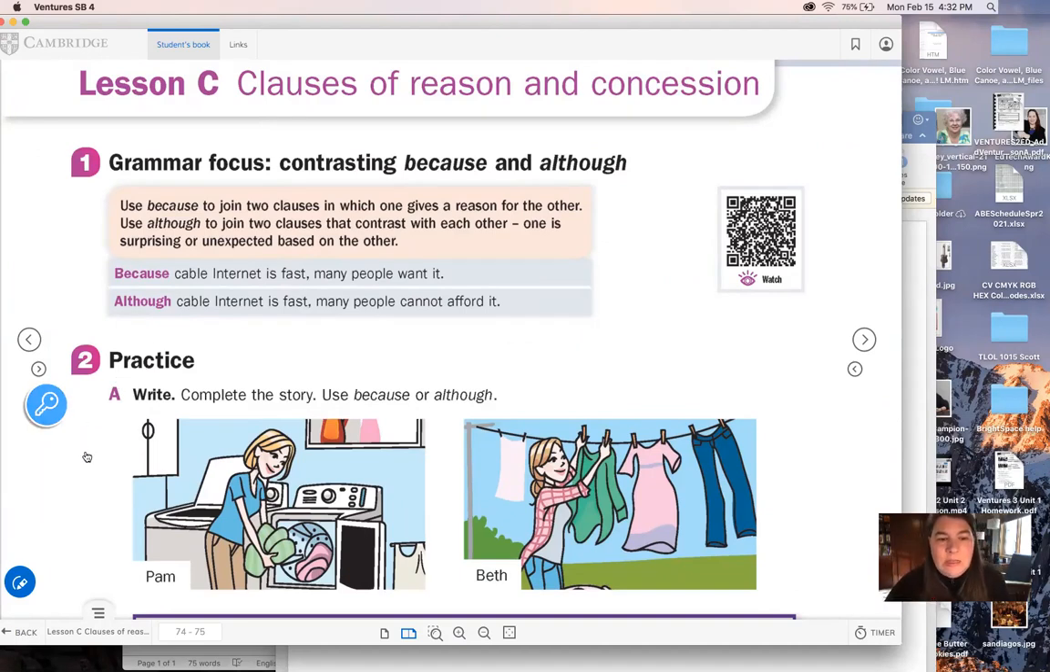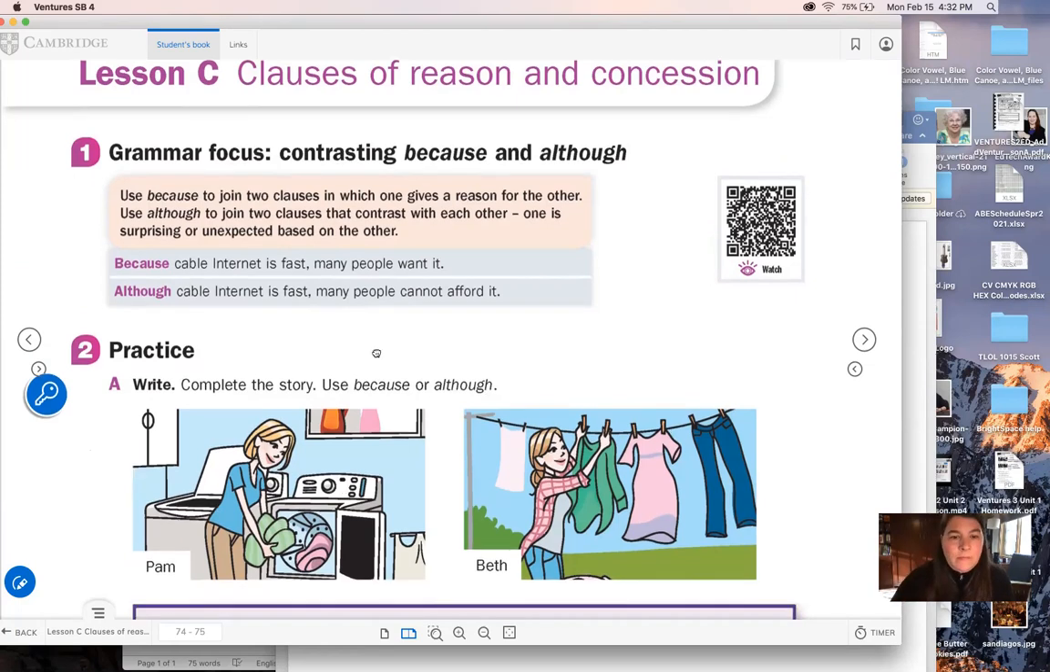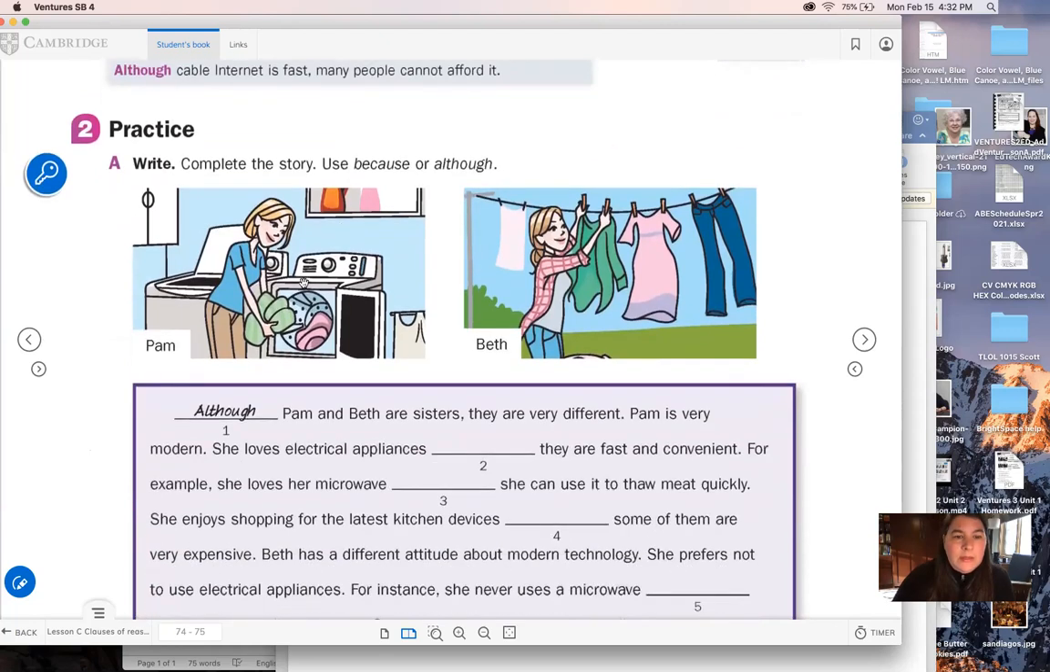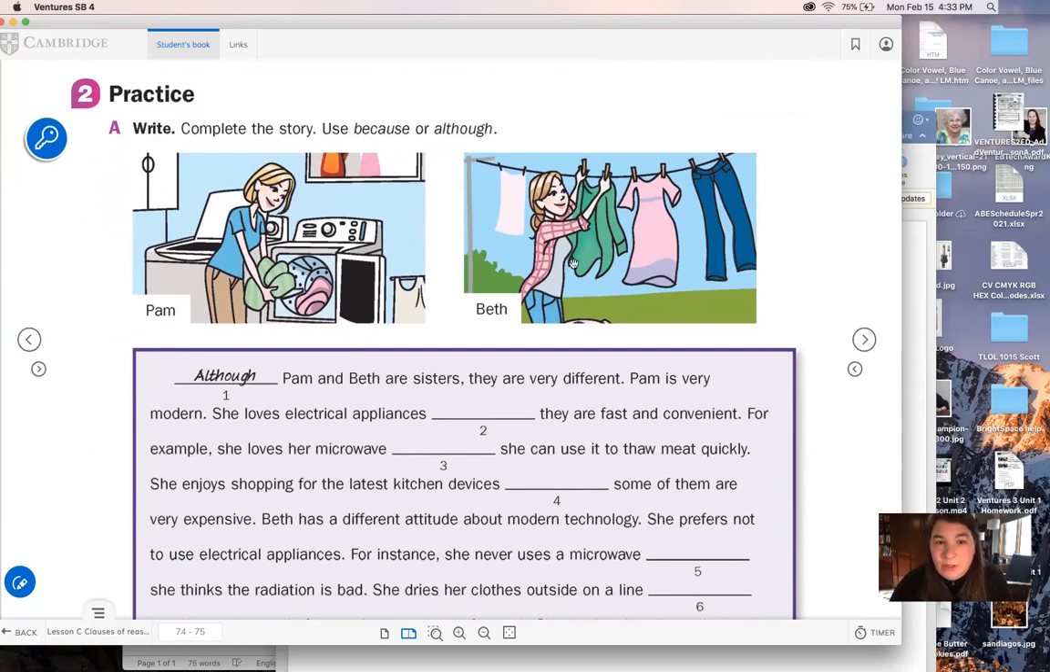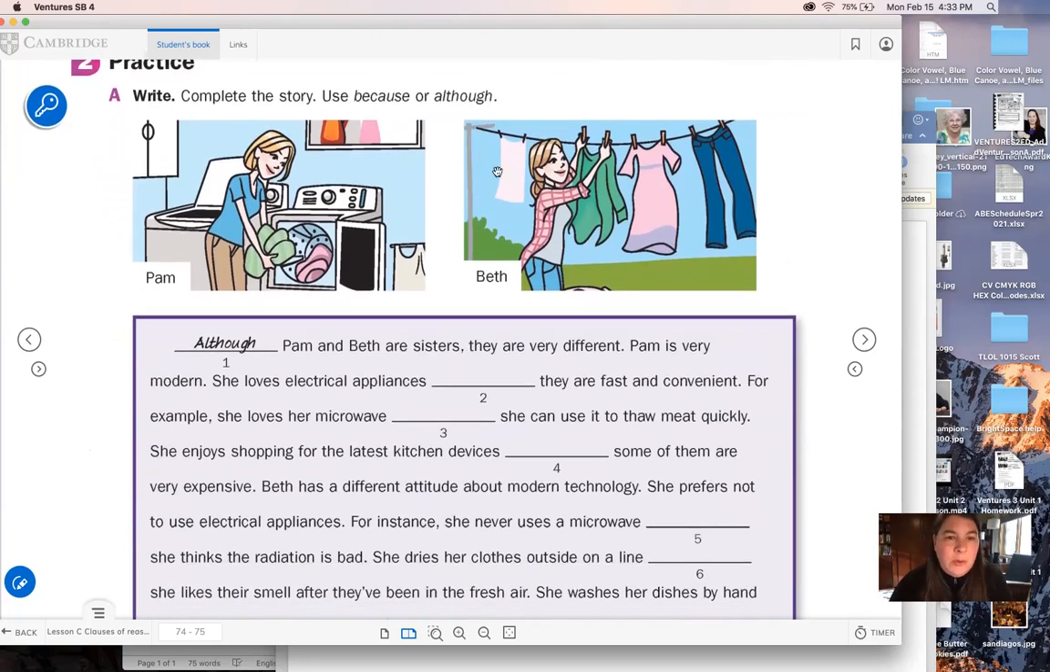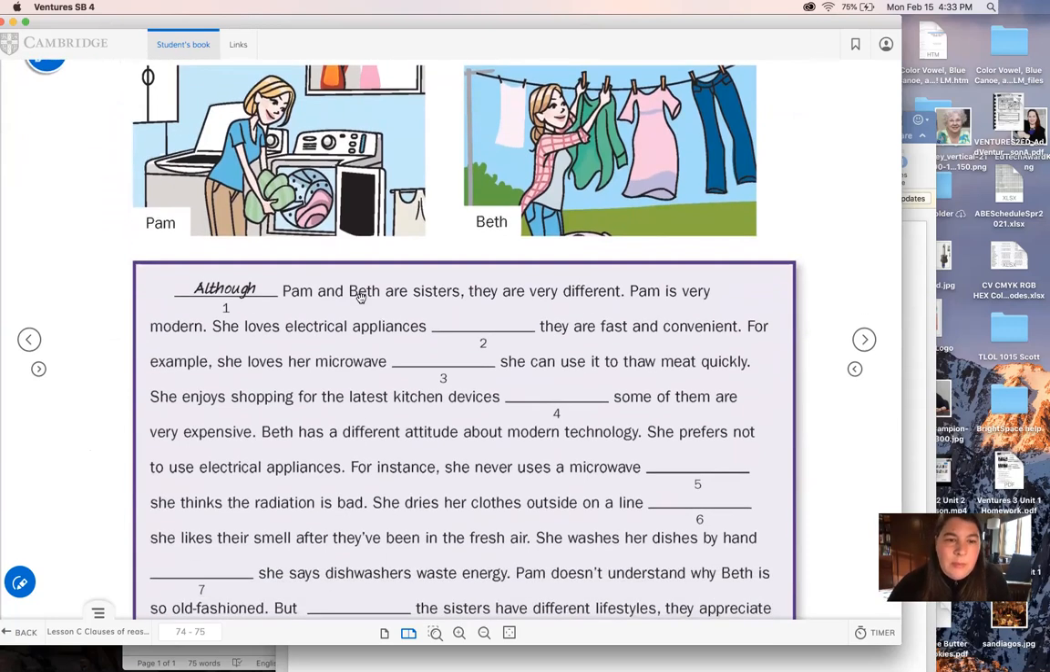All right. So for each of these, you need to think, is it saying the reason why, or is it showing a contrast? So down here, it says complete the story. This is Pam, and this is Beth. So you can see that they have different things going on here. Complete the story. You're either going to say because or although. So it says Pam and Beth are sisters. Although Pam and Beth are sisters, from the same family, they are very different. That's the contrast. Pam is very modern, so I'm guessing that Beth is not very modern.